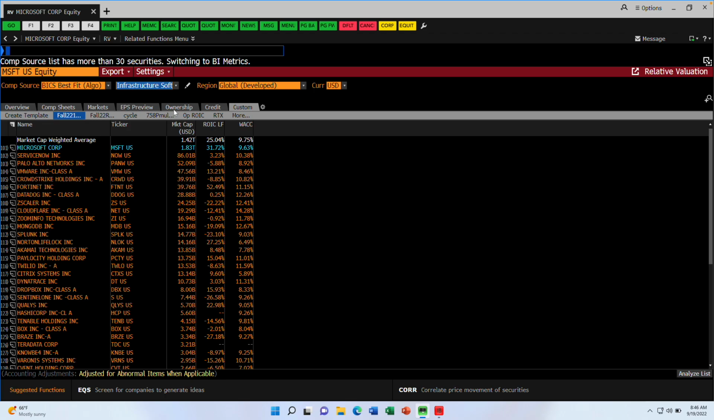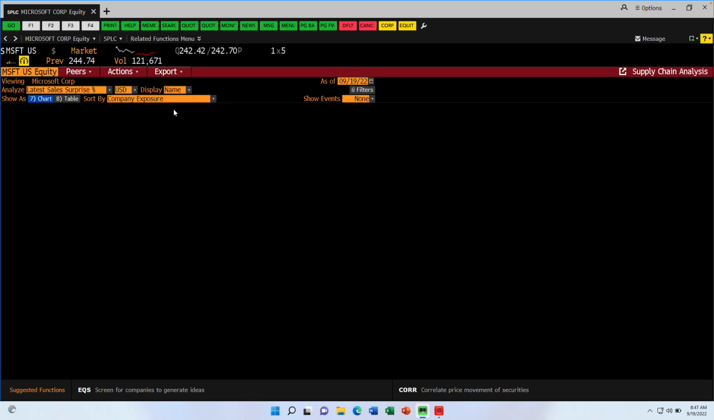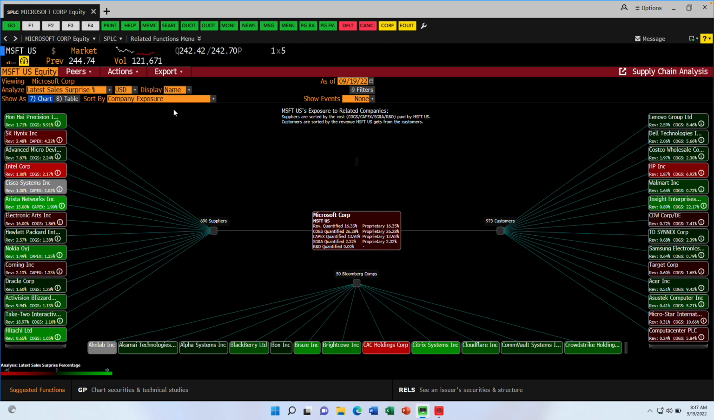Who are the suppliers to the infrastructure industry? Anybody do an SPLC just to kind of check out a few? Using Microsoft as a proxy. Who are some of the suppliers? What does this list tell you about Microsoft suppliers? Because remember, we're on the infrastructure side of their business.